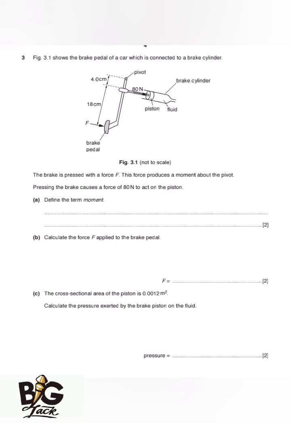So now the question is saying the brake is pressed with a force F. This force produces a moment about the pivot. Pressing the brake causes a force of 8 newtons to act on the piston. Okay, right. So the first question, which is question A, is saying, define the term moment.